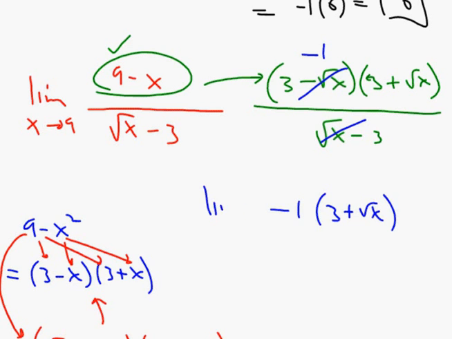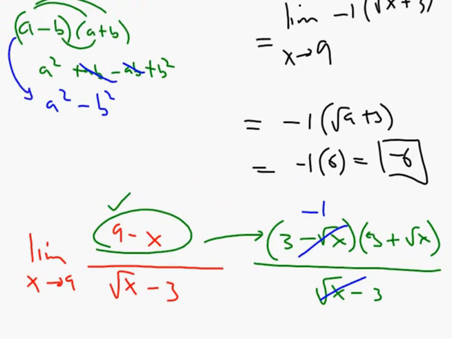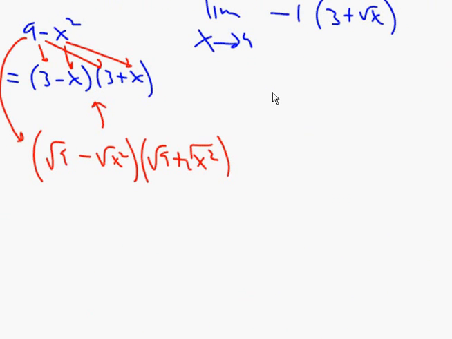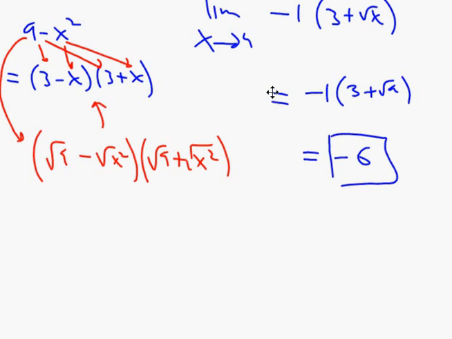That's a familiar expression. Why am I saying it's familiar? Look up here, and you'll notice that you basically had the exact same thing. So this turns out to be the same thing. -1 times 3 plus the square root of 9, or -6. You get the same answer either way.